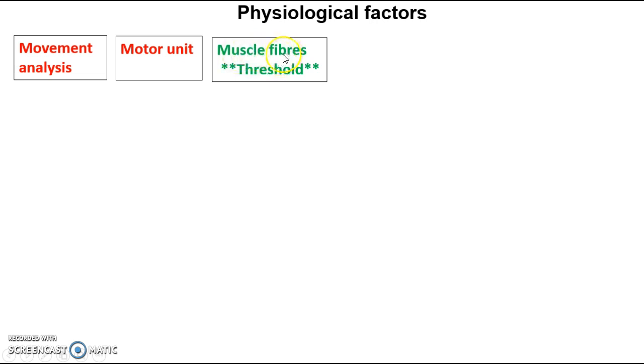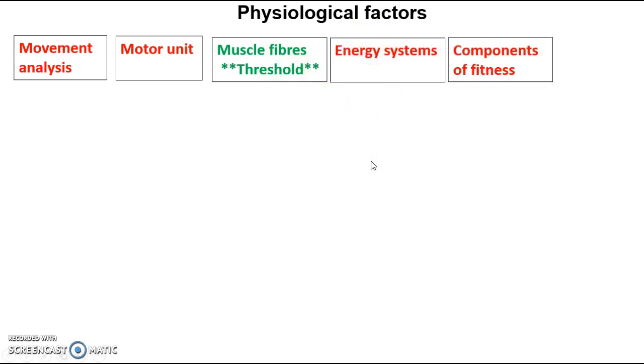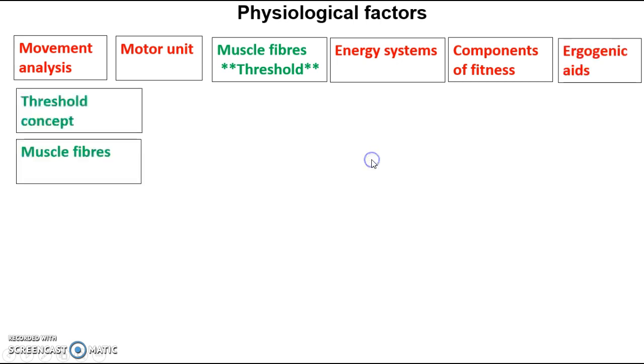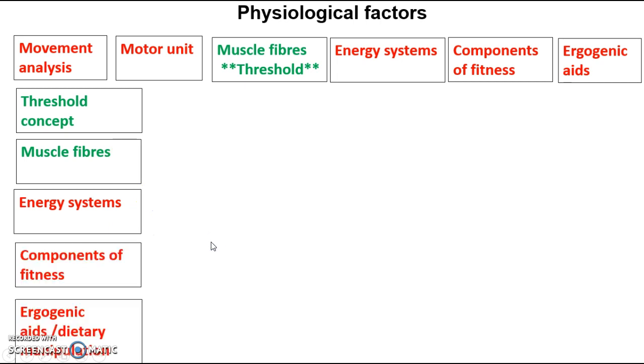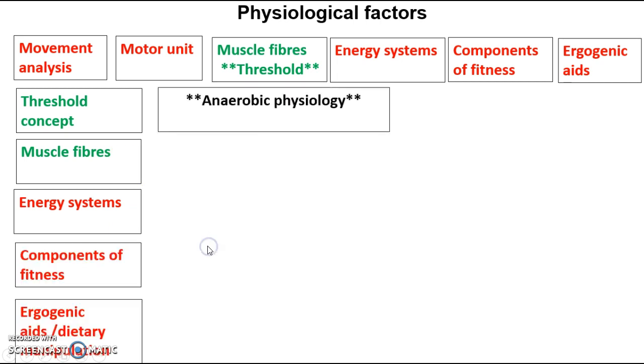Okay, so muscle fibers was the absolute key to unlock the way we're going to look through the rest of the specification, because once we understand muscle fibers, this is our threshold concept, we can then start to look at the other focuses such as energy systems, components of fitness, and ergogenic aids. Now I'll put down the threshold concept of muscle fibers here, and then our key bits of information from the specification we're going to go on to next and explain why it's so important.